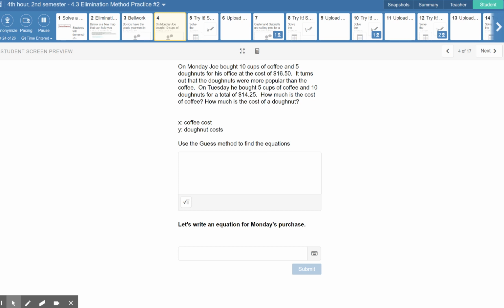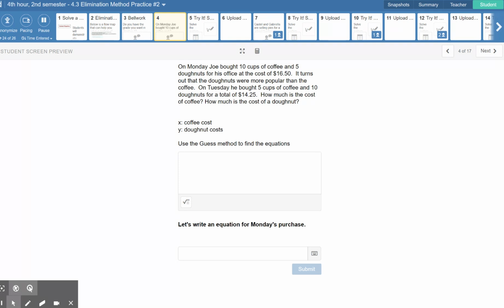Okay, in today's practice number 2, elimination method practice number 2, we're going to go over the word problems and we're also going to go over special cases. So this is through elimination.